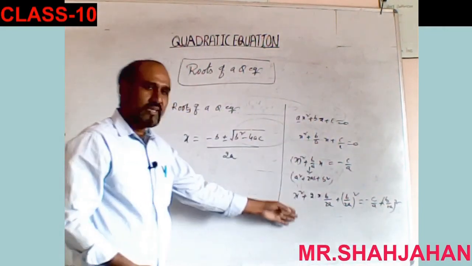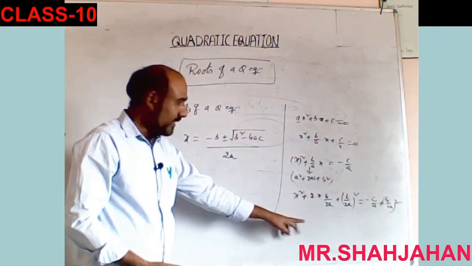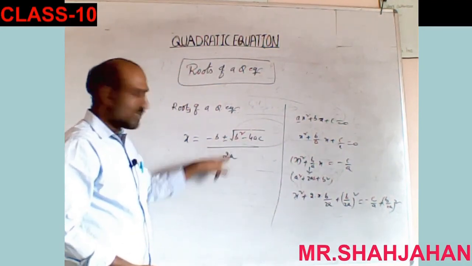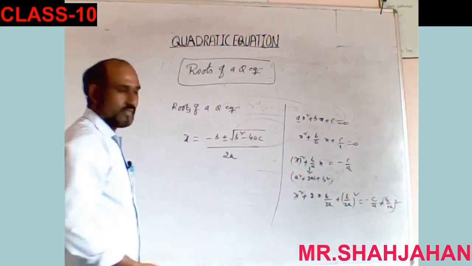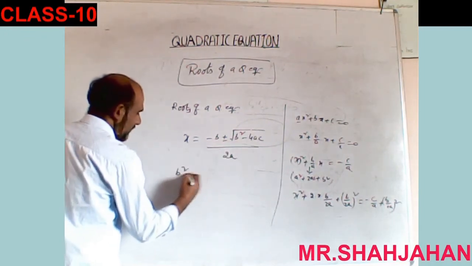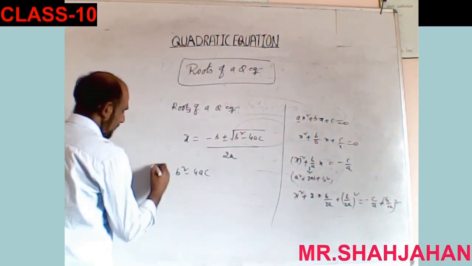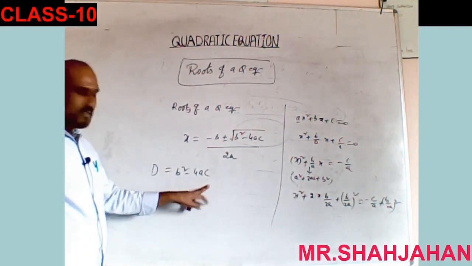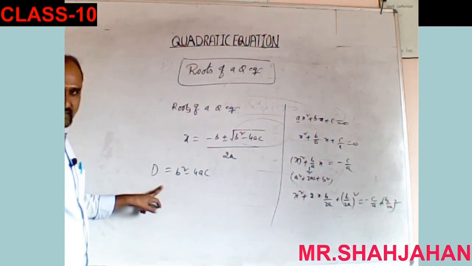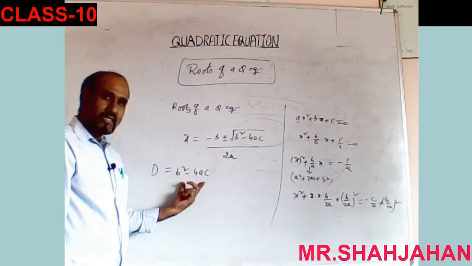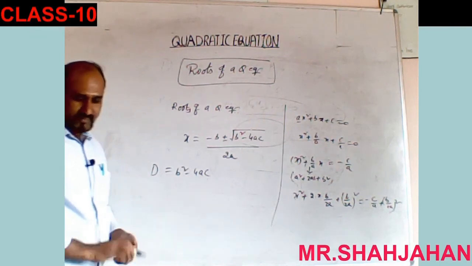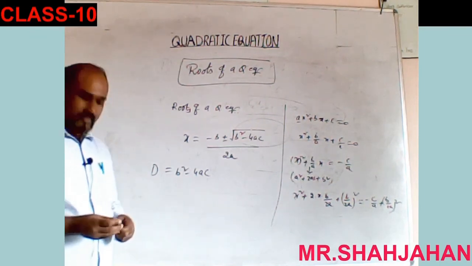So in this way we simplify, and finally we get x is equal to minus b plus or minus square root of b square minus 4ac, by 2a. So here, what is b square minus 4ac? This is the discriminant. b square minus 4ac is called the discriminant. Okay, with the help of the discriminant we can find out the nature of the roots also. Okay, that's all for now today. Thank you very much.